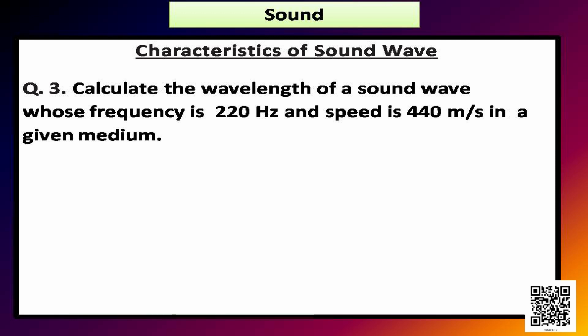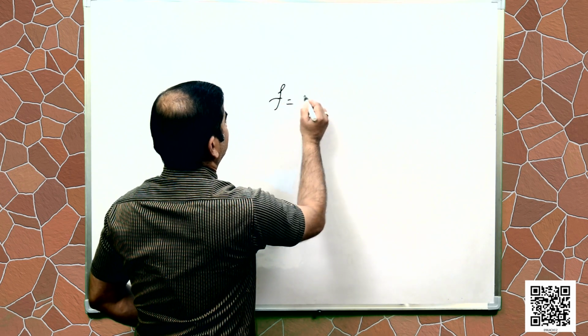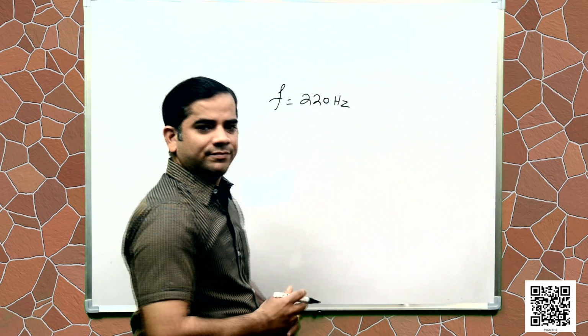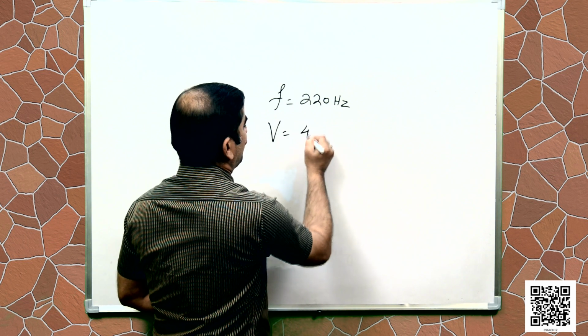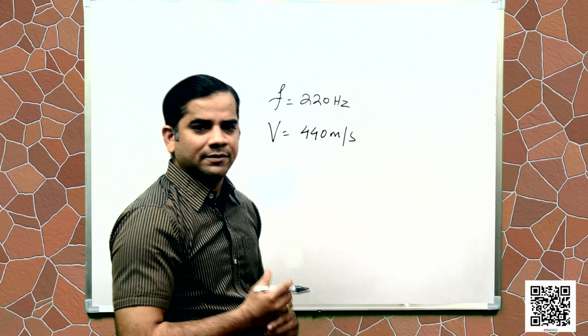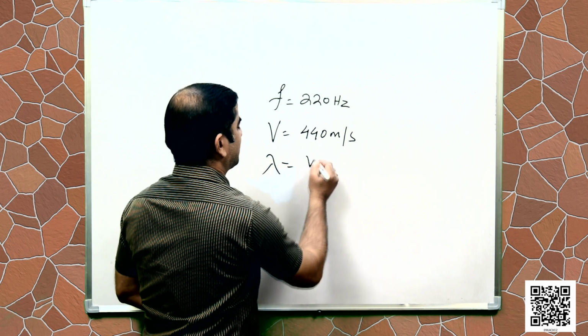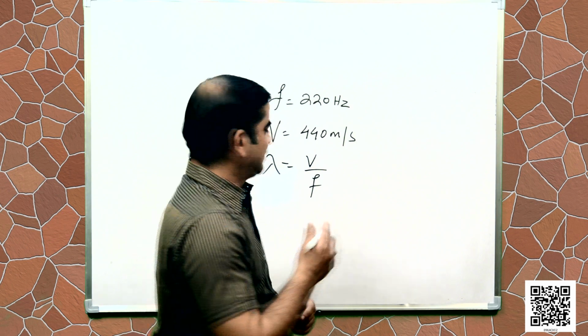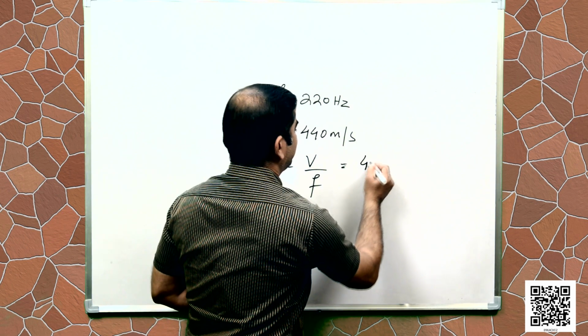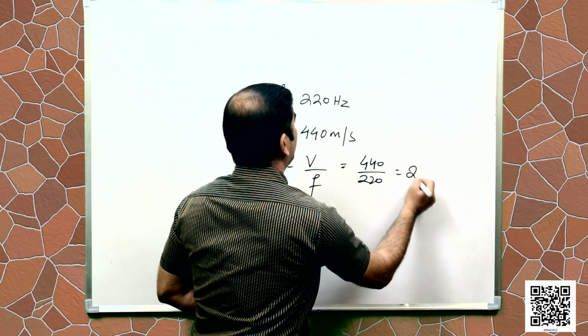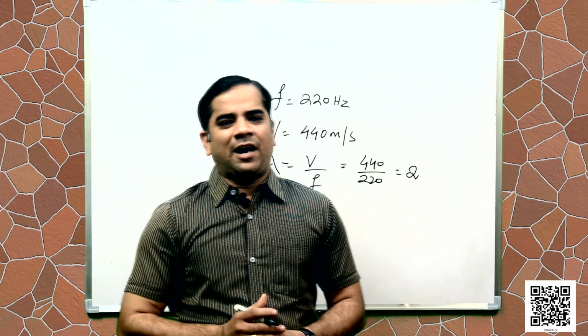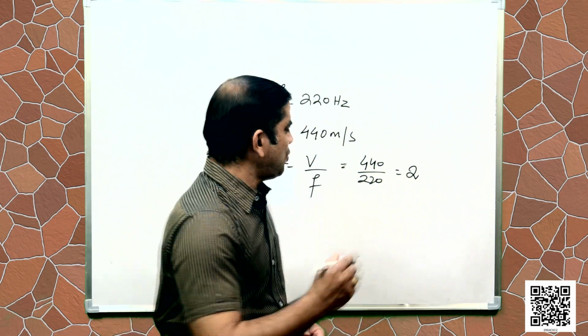Question number 3 says, calculate the wavelength of a sound wave whose frequency is 220 Hz and speed is 440 meter per second in a given medium. So let us discuss the solution. Here f is equal to 220 Hz, and speed is 440 meter per second. We know that wavelength is speed divided by f, that means 440 by 220, which is equal to 2. So the wavelength of the sound is 2 meter.